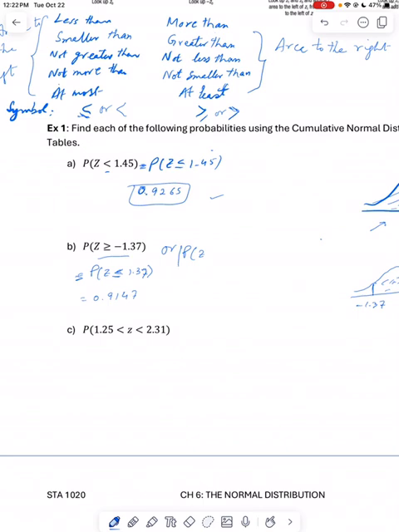Or the other way was that this given probability is equal to 1 minus the probability that z is less than or equal to negative 1.37. So 1 minus, now when we looked at this probability, we saw that it was 0.0853. Now if you subtract, you will see that you get 0.9147. So you can do it either way.